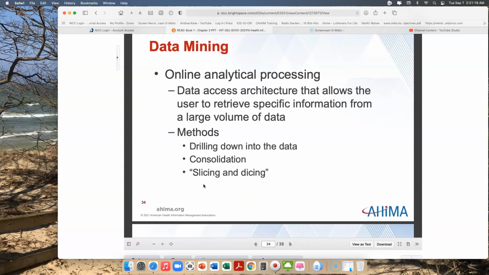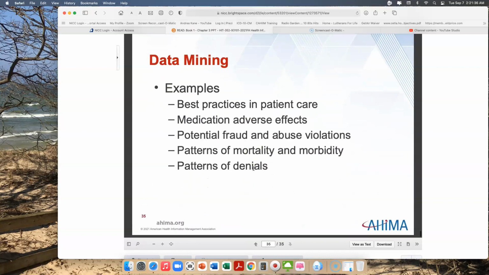Online analytical processing, which is also part of data mining, is where data access architecture allows the user to retrieve specific information from a large volume of data through methods like drilling down into the data, consolidation, and slicing and dicing. Some examples of what data mining is used for are best practices in patient care, medication adverse effects, potential fraud and abuse violations, patterns of mortality and morbidity, and patterns of denials.